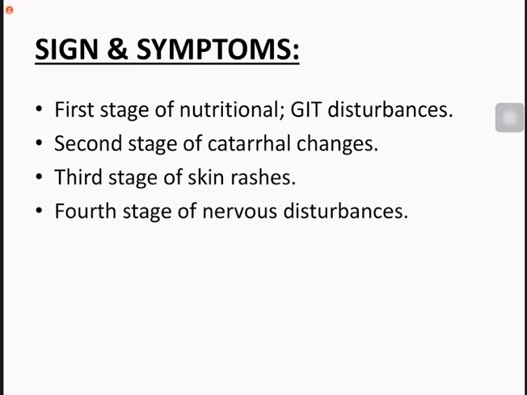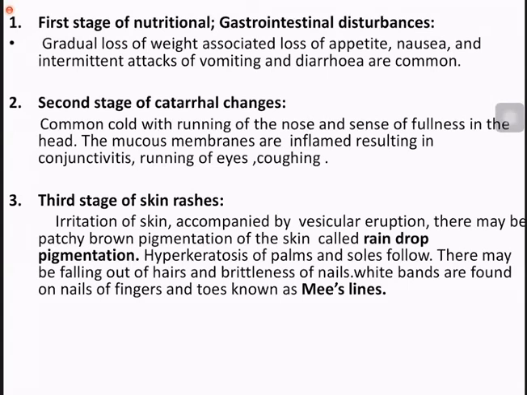Okay, so for the signs and symptoms of chronic poisoning, there are four stages. The first stage is the same, GI disturbance. Then the second stage is called a catarrhal stage, which is just some flu-like symptoms. Then the third stage has skin rashes, and finally at the fourth stage, the brain gets involved and shows signs of nervous disturbances. So let's walk our way through.